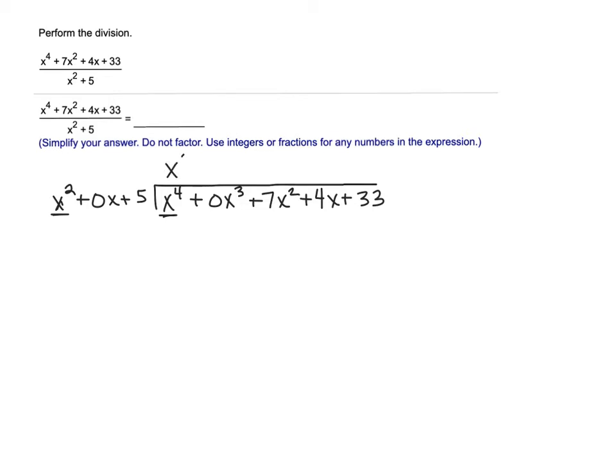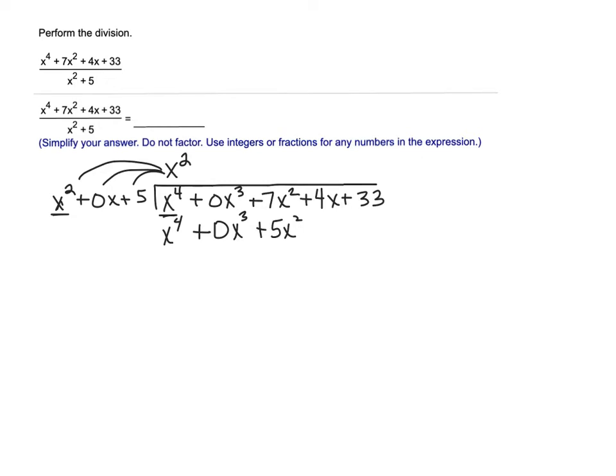So I multiply it by x squared. I need x to the 4th, so I need 2 more x's. Once you do this, you'll multiply x squared by each term of the divisor. So we have x squared times x squared is x to the 4th. This is what we want. We want them to be the same because our goal is to subtract it out to 0. So we have x squared times 0 gives you 0x cubed, and x squared times 5 is 5x squared. Now it's time where we subtract to get the remainder.